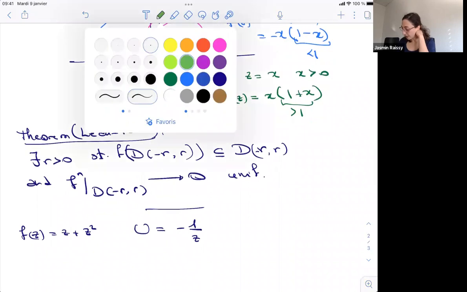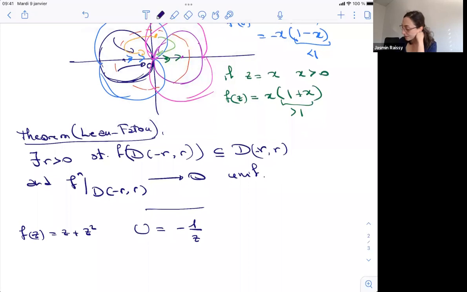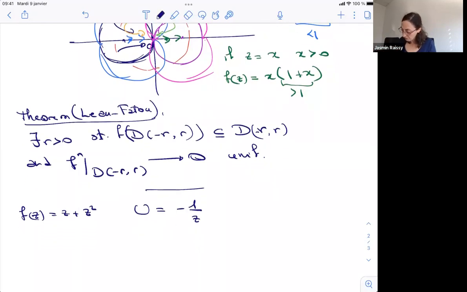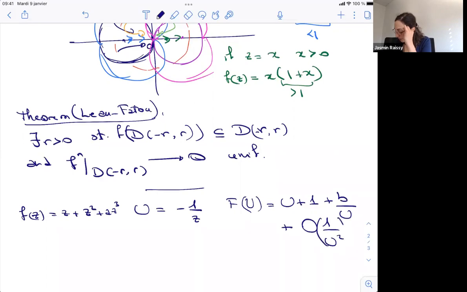So for the moment, I didn't do that because I wanted just to convince you about the existence of this first little disk, for this first little petal. So how do we convince ourselves about this? Well, we go to infinity, and in here the action in this u coordinate is going to be f of u, which is equal to, so you can do the computation, I'm copying my notes, u plus one plus, and then I see something in my notes that makes me wonder, but I need this. So let me add in here a z cube. So in here I will have b over u plus big O of 1 over u squared. So I will have other terms, and this b here is related to this a over here.